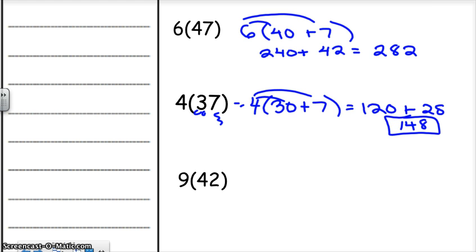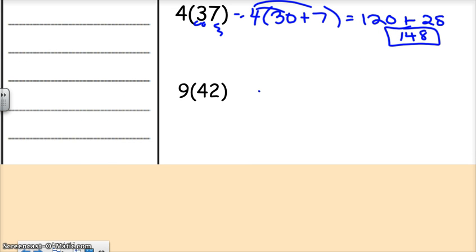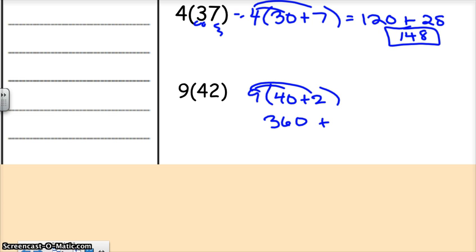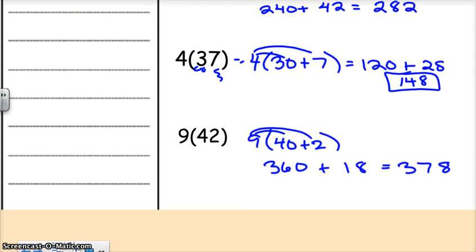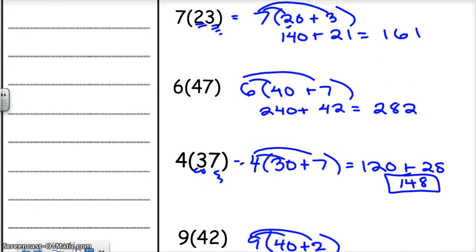9 times 42, I have a 40 and I have a 2. So this turns into 9 times 40 plus 2. 9 times 40 is 360 plus 9 times 2 is 18, 378. So I'm hoping that looking at this and applying the distribution, you can see that it really is helpful. It's really helpful getting through products faster, being able to break that down.